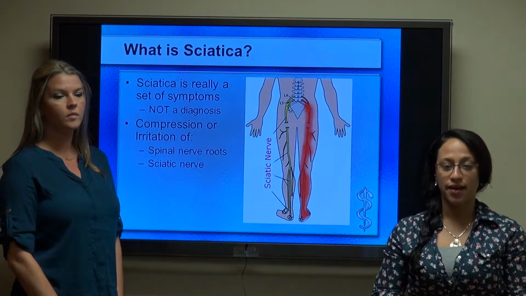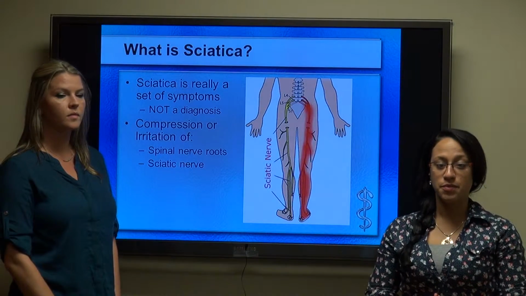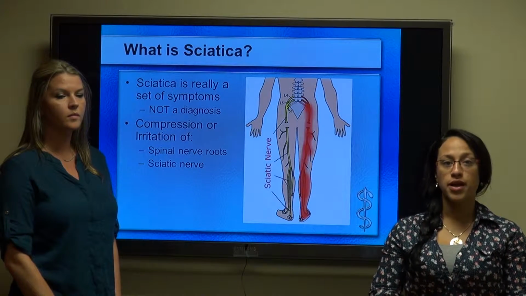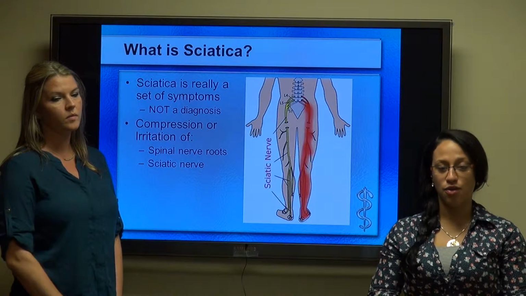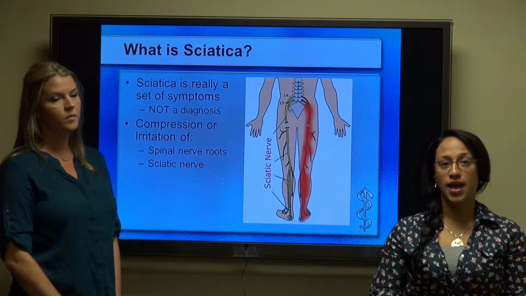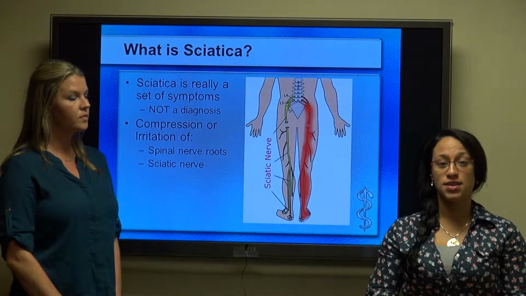So what is sciatica? Sciatica is not a diagnosis, but rather it's a set of symptoms. Essentially, it results from compression or irritation of either spinal nerve roots or the sciatic nerve. So when you hear the word sciatica, it pretty much just means that you have pain in the back of your leg, but the causes can be many.